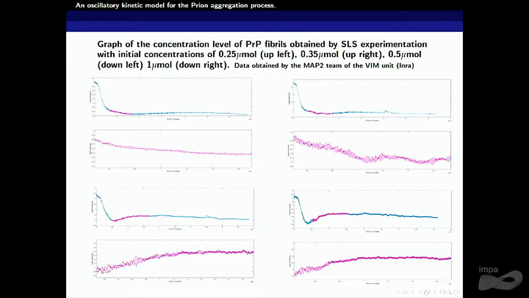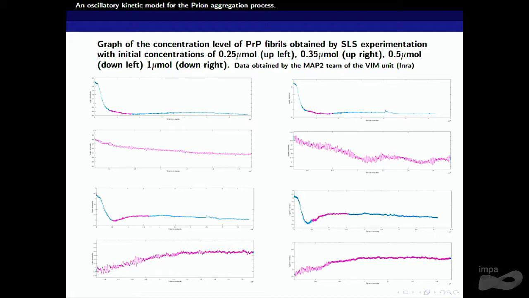So here are some graphs with different initial data. This graph is with 0.25 micromole fibrils. This is 0.35, 0.5, and 1 micromole. So we see in each experiment that we get kind of the same shape, with a depolymerization, polymerization, and then stabilization.